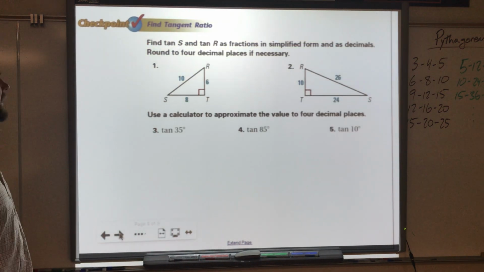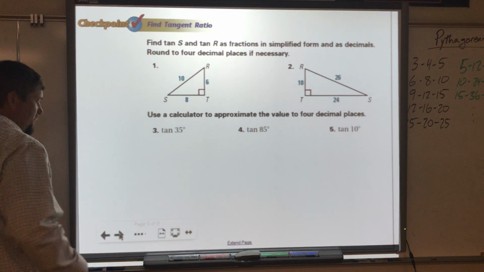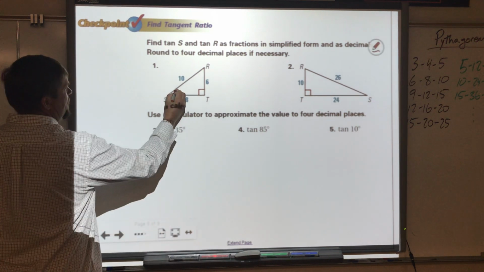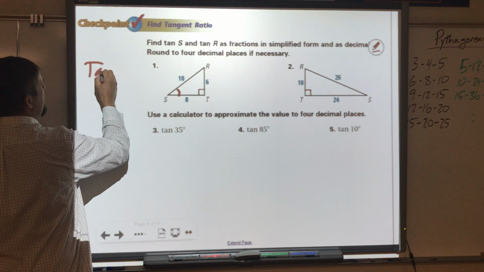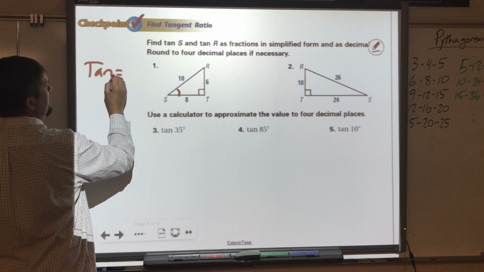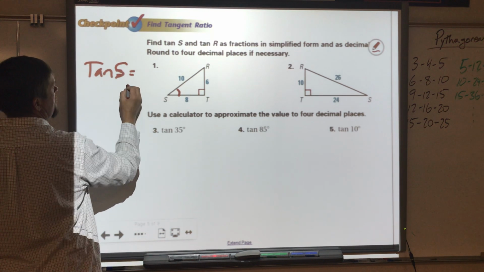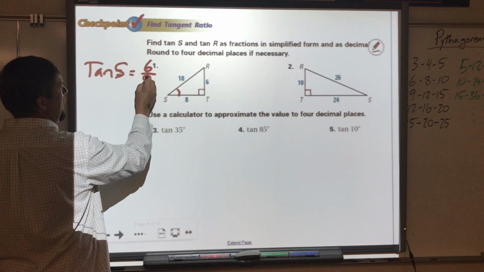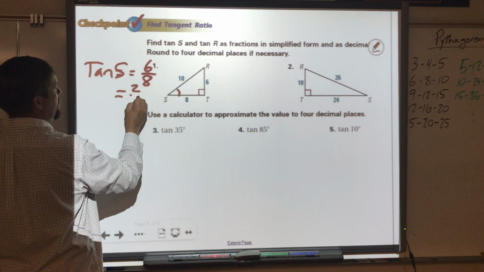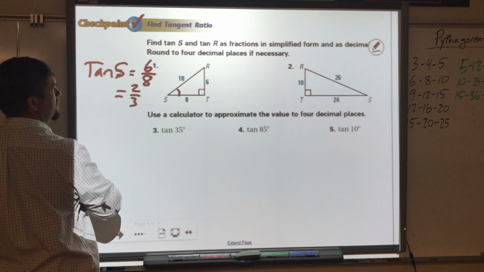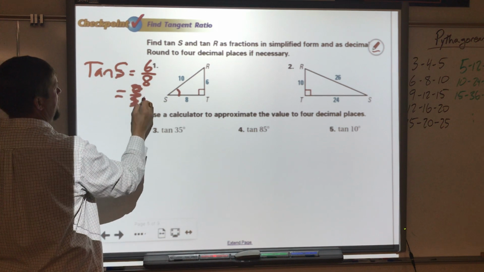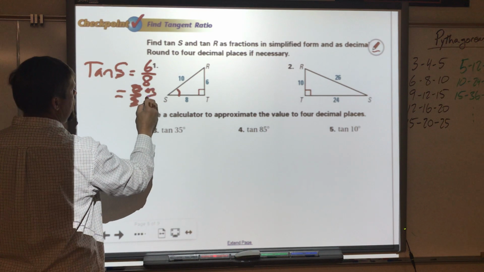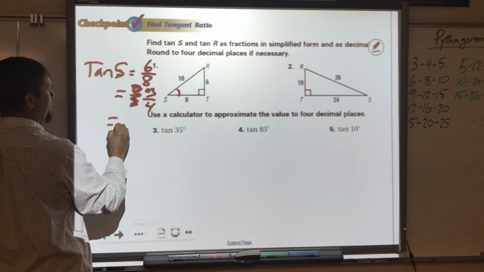Okay, find the tangent of S and the tangent of R. The tangent of S is here, which is opposite 6 over adjacent 8, which is, oh, I'm sorry, 3/4 or 0.75.